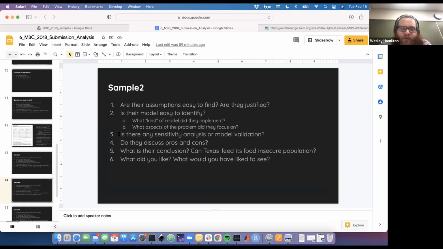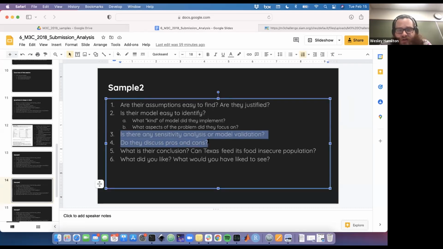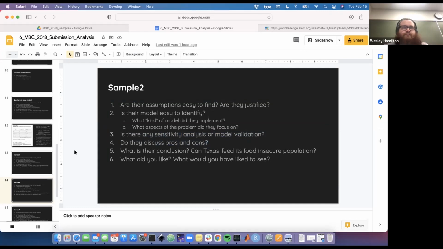Okay, and so kind of with that, right, is there any sort of sensitivity analysis or model validation or verification? And do they discuss pros and cons? Did anyone see anything in that realm when looking through the submission? Do they do any sort of sensitivity analysis?